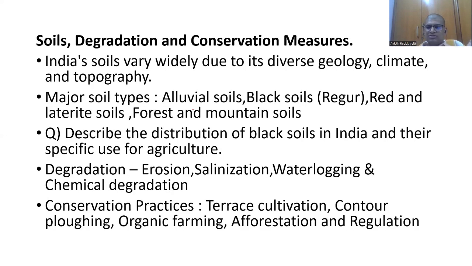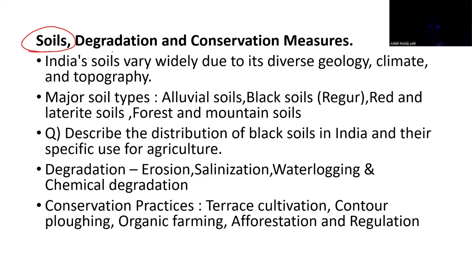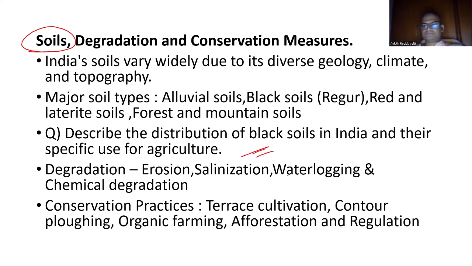So that was about the climate of India and monsoon. Then moving on to soils. There is a high chance that they may ask about the major types of soils, or instead of asking you to write about the soils of India in general, they may choose to ask about only one type of soil. Let's say they may ask: describe the distribution of black soils in India and their specific use for agriculture. So you have to discuss the formation of black soils, distribution, and characteristics of black soils, and why these characteristics are suitable for the cotton crop. You all know that black soil is suitable for cotton, right? So you have to mention these kinds of areas in this region.